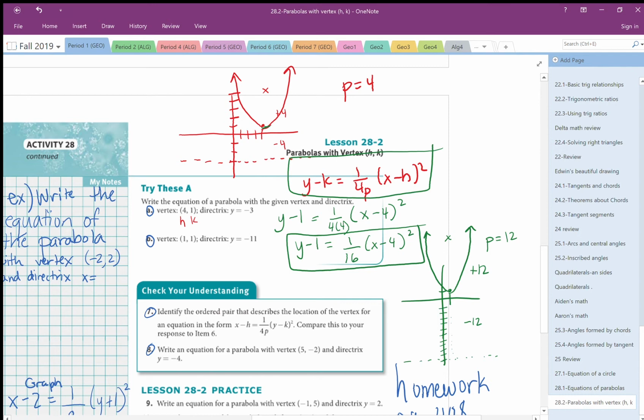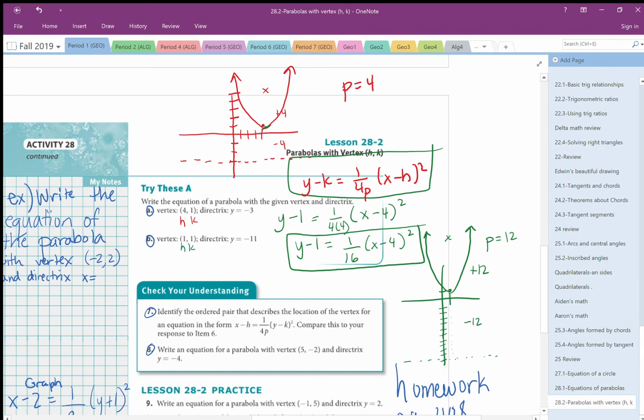Again, I used that one because if it's opening vertically, x is the thing that's supposed to be squared. Keep that in mind because we're going to learn the other way in just a minute. But this is the equation anytime it opens up or down. Okay? Y minus k.